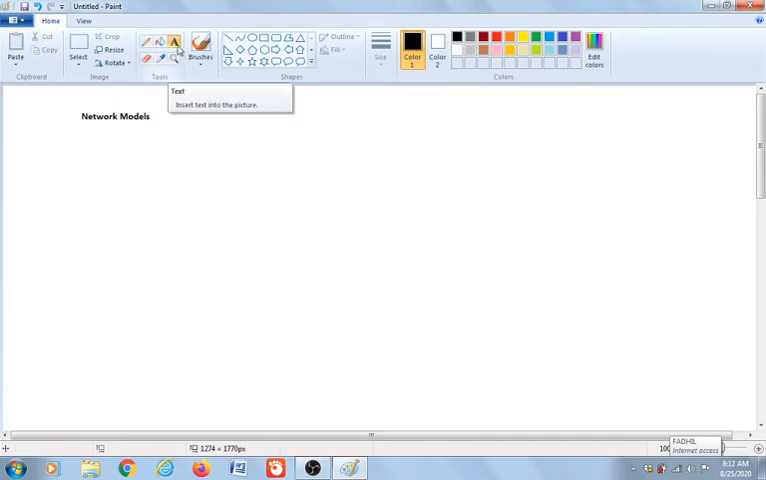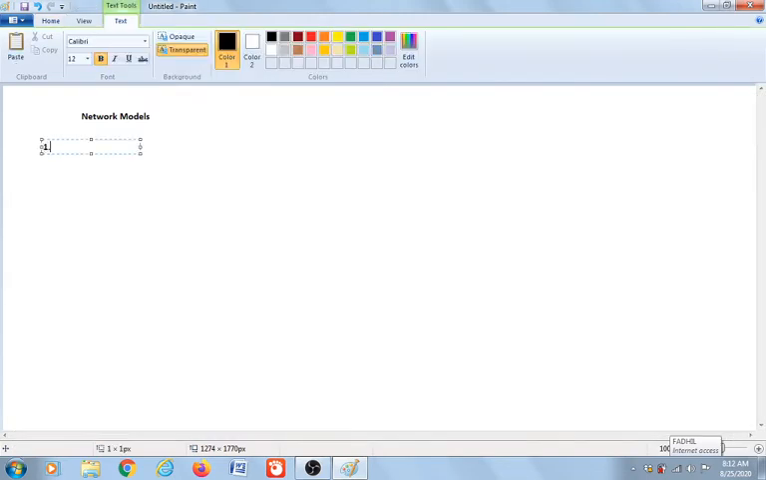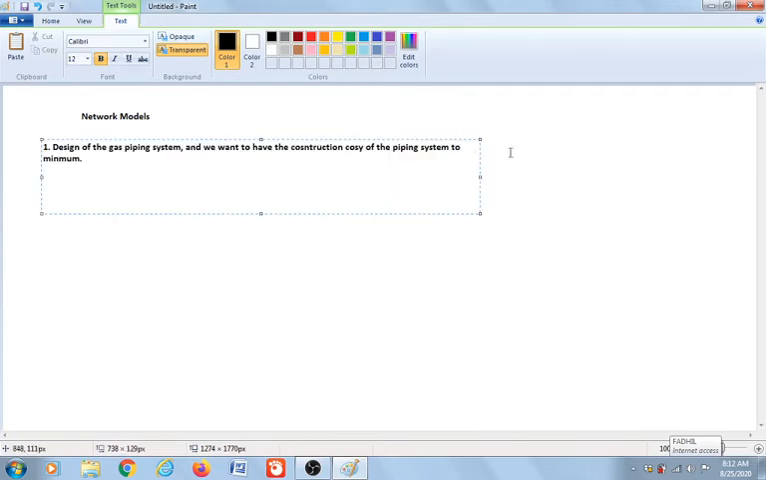Now, see this example. Number one, the design of the gas piping system, and we want to have the construction costs of the pipes of the piping system to be minimum. That's one of the applications of the network models.